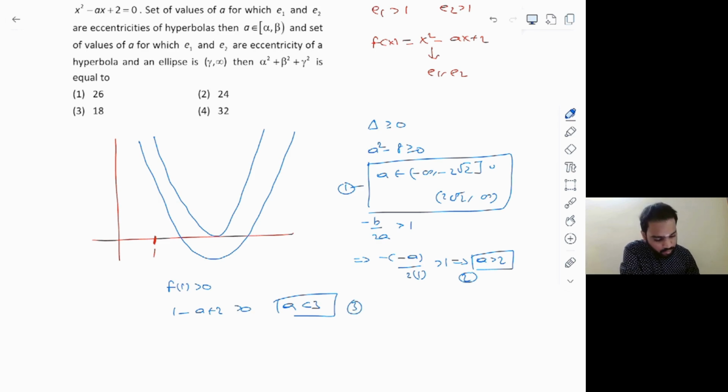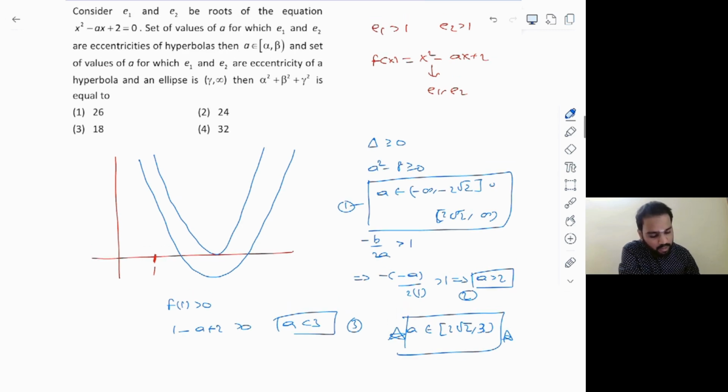So, which will give you the values of a. Clearly, the common region would be the closed interval 2 root 2 to open 3, because it should be less than 3 as per the first inequality. So this is your case 1 answer. Given that this is alpha comma beta, you get alpha equal to 2 root 2 and beta equal to 3. So this is the first part. But the question is not over yet. That's the beautiful thing about this question.